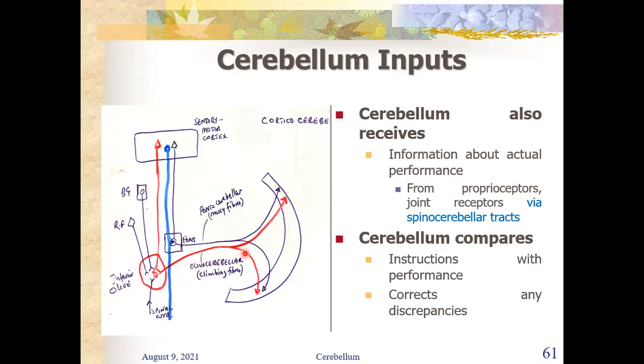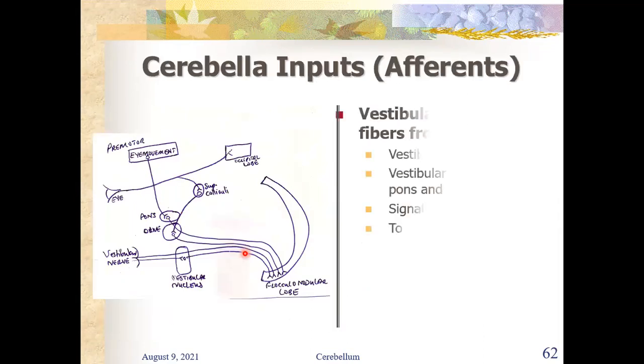So in this way, the cerebellum compares instructions with performance. It compares the feedback that is coming in from the proprioceptors with the performance that was being sent down by the motor cortex. It compares instructions and performance, and then it corrects any errors. If there is any error, that is where the cerebellum will correct the error in movement.